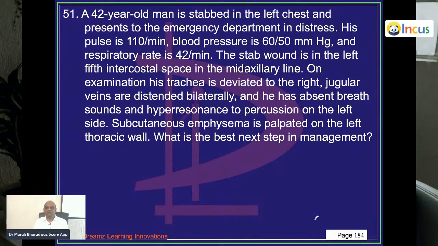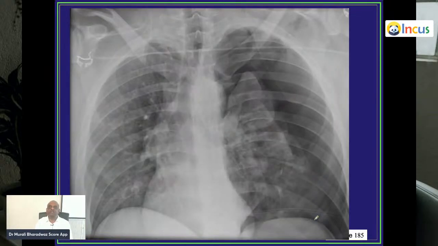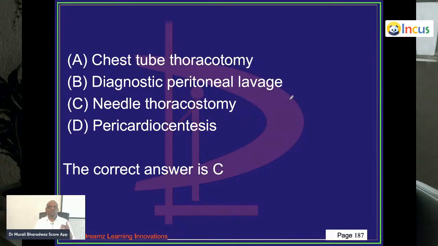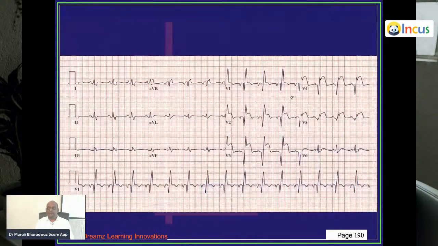Now comes the general medicine, the dada of all the subjects. A 42-year-old is being stabbed in the left chest and radiograph is presented to you. So what do you see here, doctor? This is the lung. And this entire space, no bronchovascular marking. This side you can see all the bronchovascular markings. No? Here, no bronchovascular marking. That means this is all air between parietal and visceral pleura. That means it is a pneumothorax and a tension pneumothorax. So what will you do? Needle thoracostomy is considered to be the management.